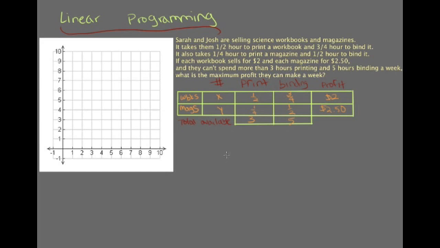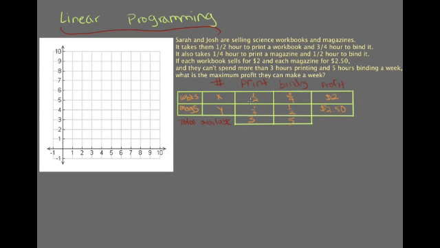We're going to have 4 inequalities. So the first one is going to be about the printing. So we can't spend more than 3 hours a week printing. So that means all of our printing needs to be less than or equal to 3 hours. So we know how much time one workbook takes and how much time one magazine takes. So if we multiply the time it takes to print one workbook times the number of workbooks we have, we'll get the total time it takes to print X number of workbooks.